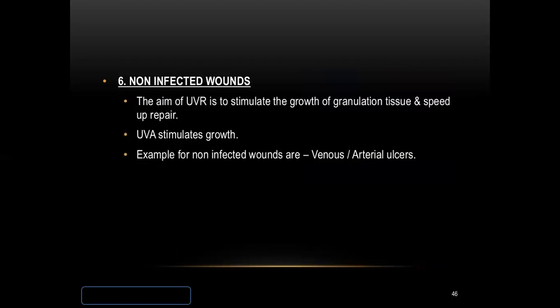Six is the non-infected wounds. The aim of UVR is to stimulate the growth of granulation tissue and speed up repair. The UVA stimulates the growth. Examples for non-infected wounds are venous or arterial ulcers.